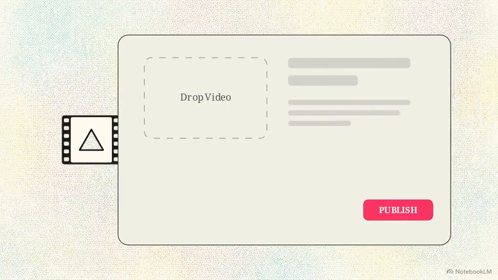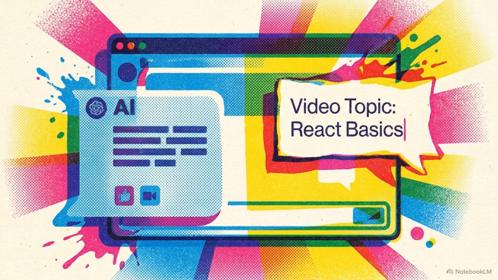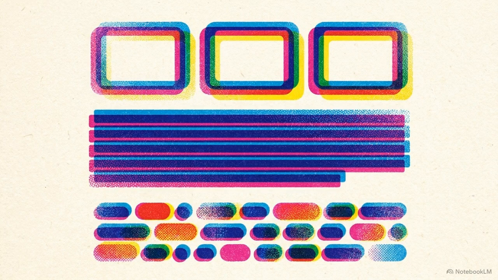Once the video is recorded, you enter the packaging phase. This is often where creators freeze up, overthinking titles, tags, and thumbnails until they decide not to publish at all. To bypass this, open ChatGPT. Prompt the AI with your video topic and ask it to generate 3 thumbnail concepts, a full video description, and a list of SEO tags.